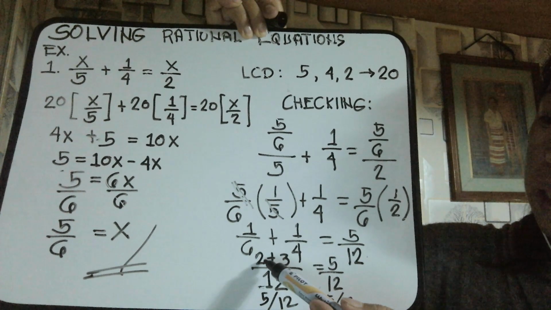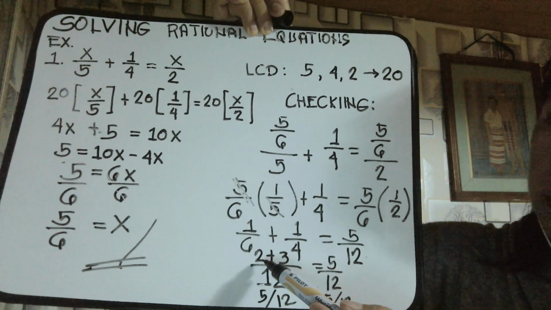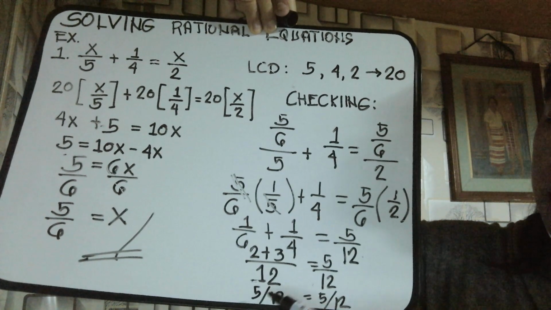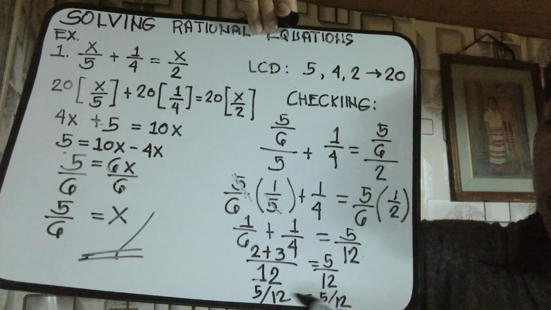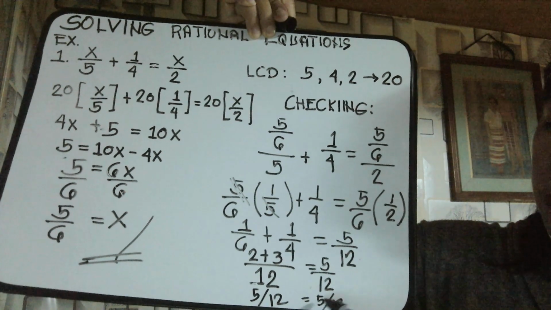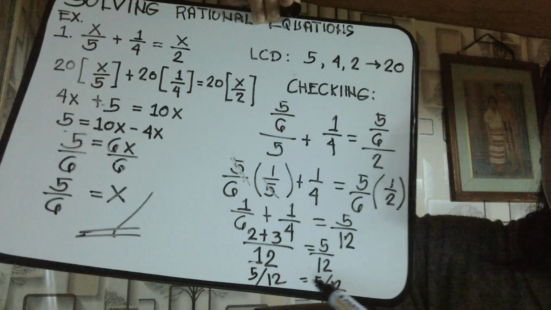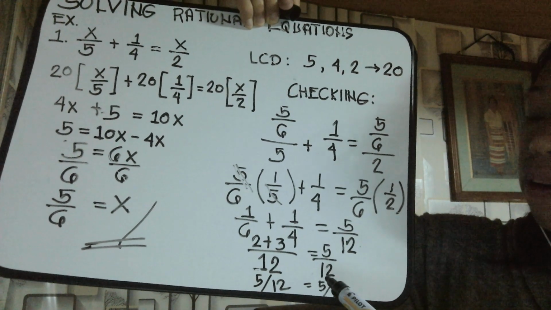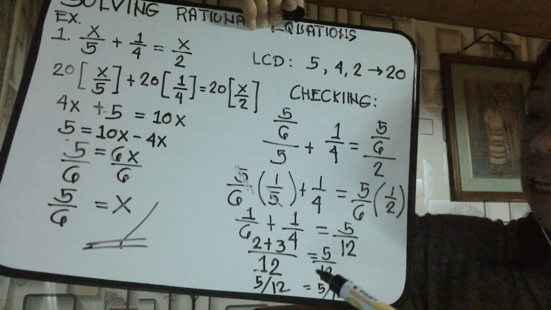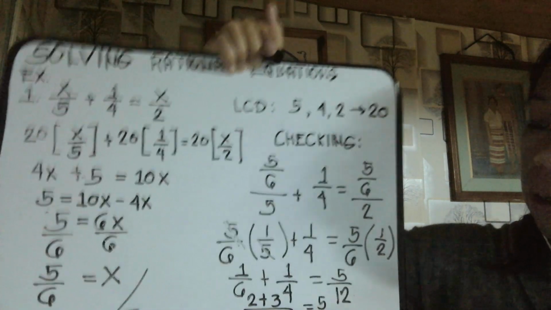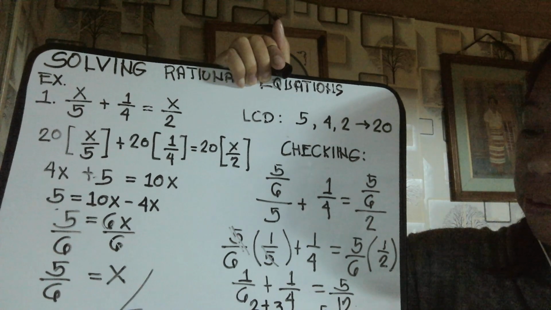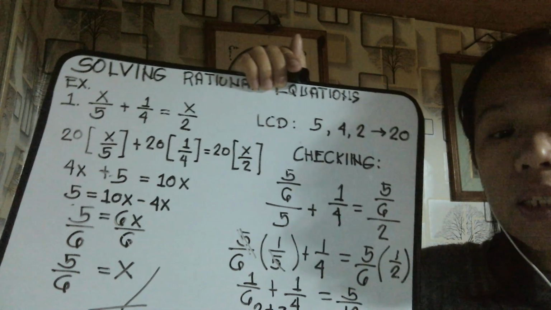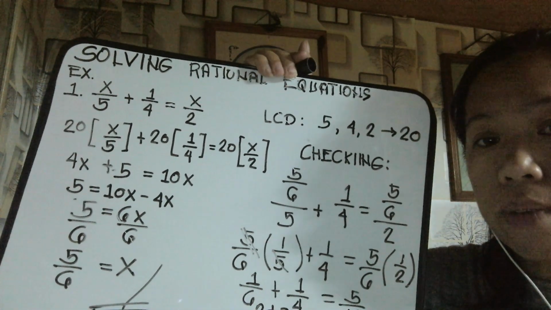Combining similar terms, or simplifying the left side, you will now have 2 plus 3 is 5. Copying the denominator 12, it is equal now to 5 over 12. So they should be equal to verify that your value of x is correct. If you have the equation right, then the value of x that you have solved is correct.